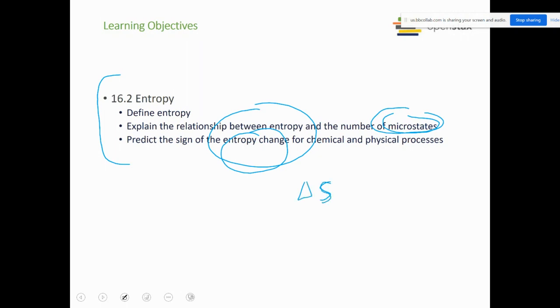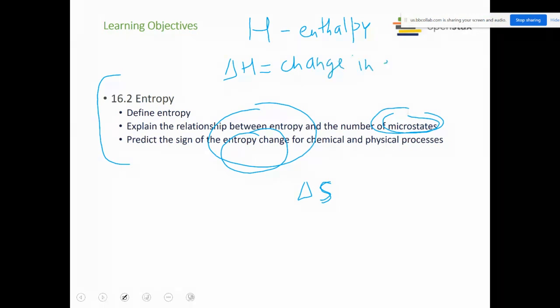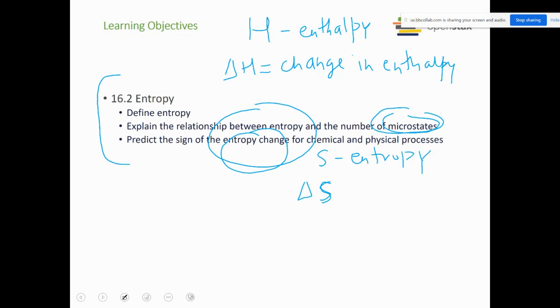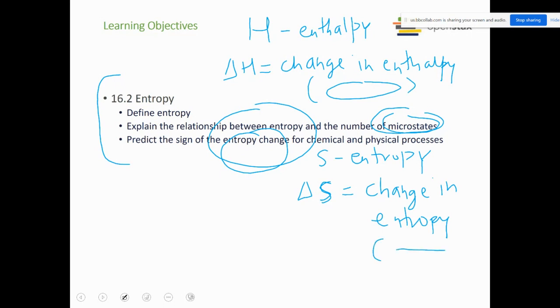So S refers to, think about this, whenever we talk about H in chemistry, that is enthalpy, from KM115. And we said enthalpy is basically heat absorbed or released by a reaction, how much. That's H. But whenever I say delta H, that is change in enthalpy. Same thing with the entropy term. When I say S, I'm talking about entropy, how disordered something is. When I say delta S, we say change in entropy, or entropy change, whatever you want to call it. Just like delta H is enthalpy change, delta S can be called entropy change as well.